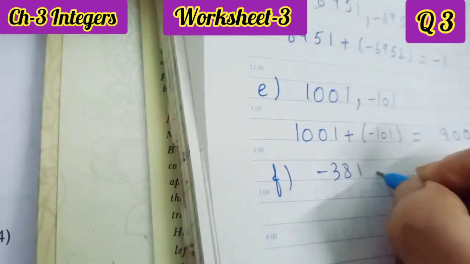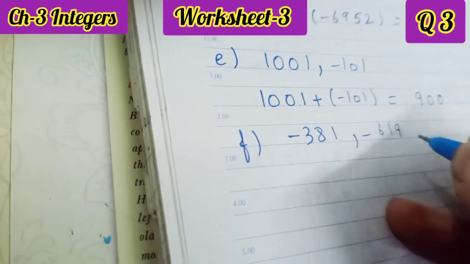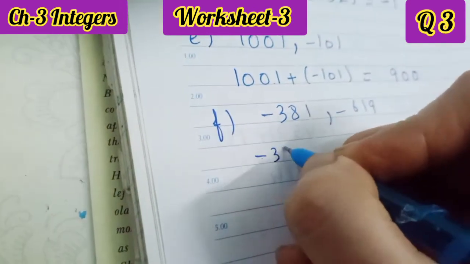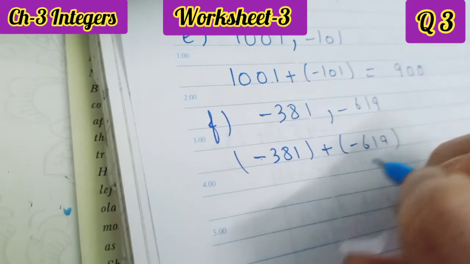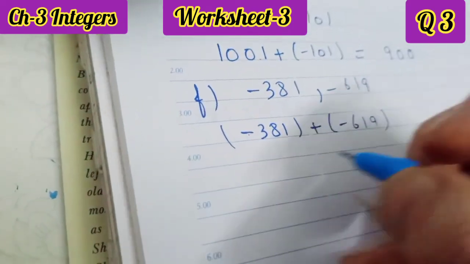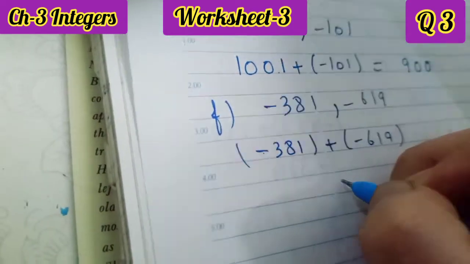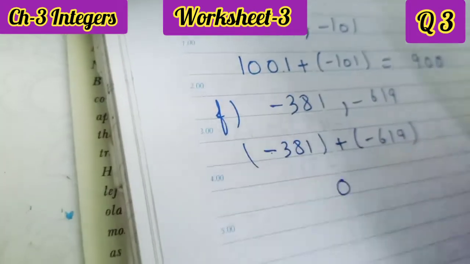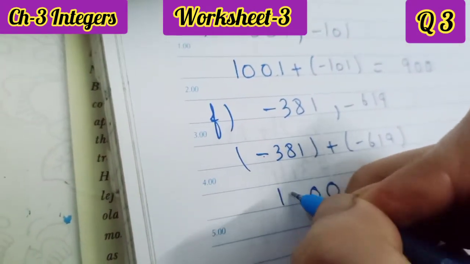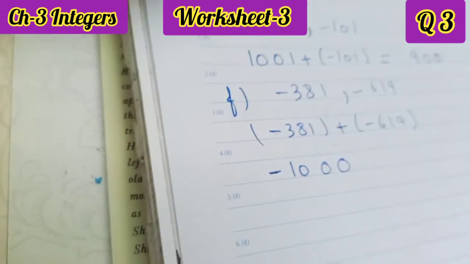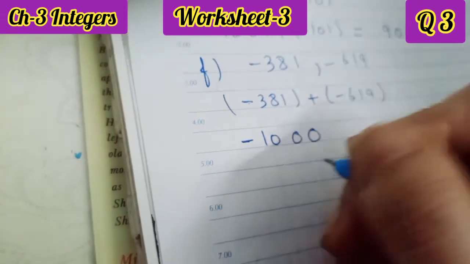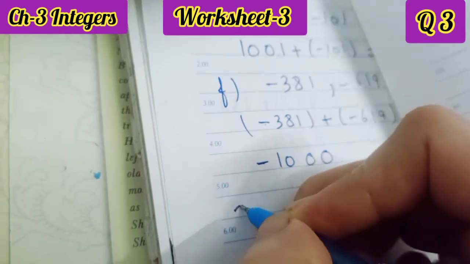Minus 381 and minus 619, here both the signs are the same. So what you do, just add them, find the sum of these numbers. We get 1000, and both are having a negative sign, so we will put a negative sign with it. So this is the answer.